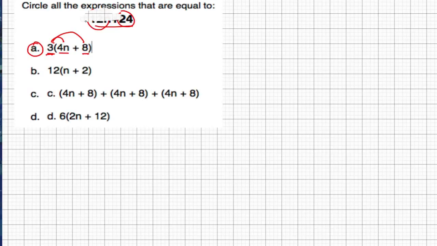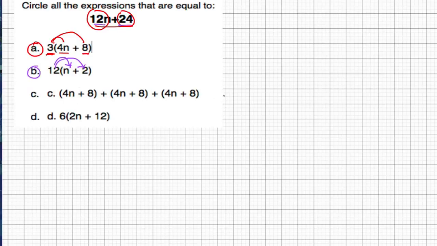Oops, I didn't want to do that. All right, looks like I scribbled all over that. Let's switch colors real quick for the next one. Let's see if this is correct. I'll use the distributive property again. 12 times n, 12 n's. 12 groups of 2, 24. There it is. B is the correct answer.